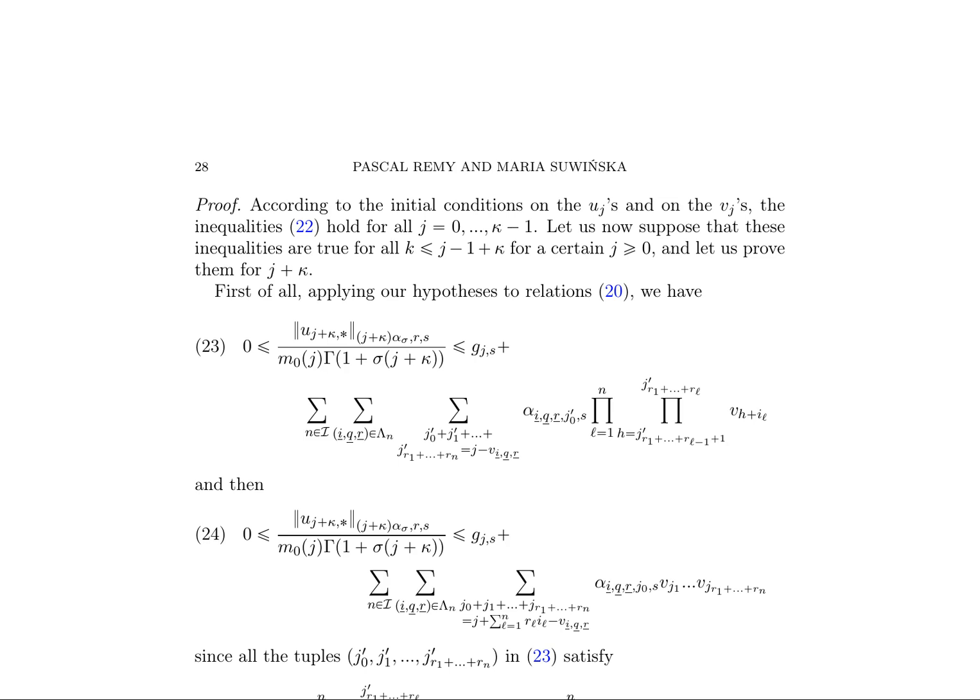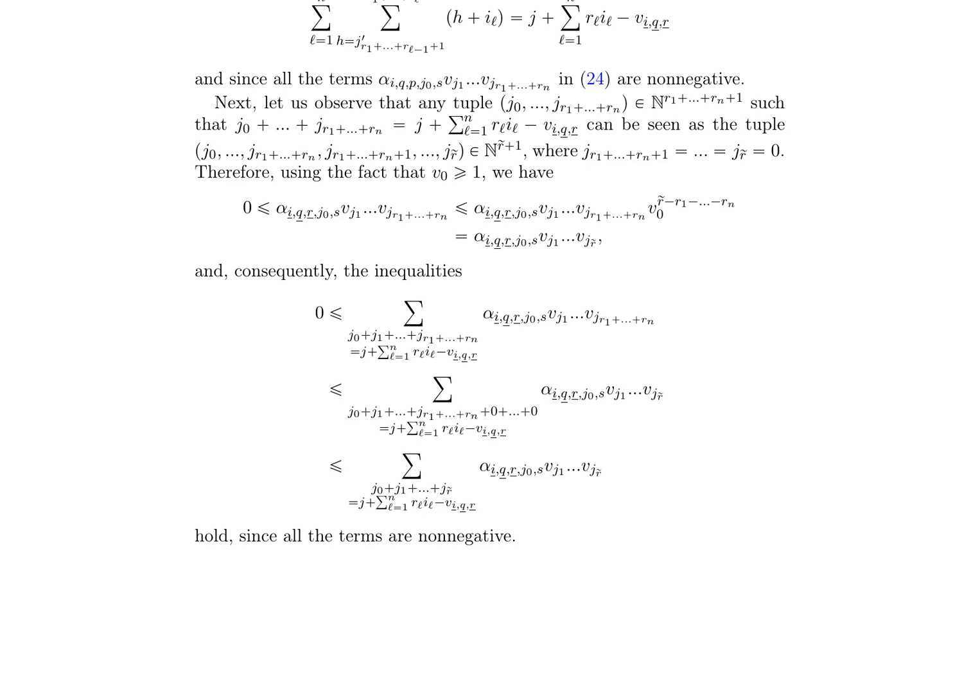By observing that any tuple (j0, j1, ..., Rn) can be seen as a larger tuple (j0, j1, ..., Rn, j_{n+1}, ..., R_{n+1}, ...), where j_{n+1} = R_{n+1} = 0, it is shown that the inequalities 0 is less than or equal to alpha_{i,q,r,j0,s} V_{j1} ... V_{jR1} ... R_n is less than or equal to alpha_{i,q,r,j0,s} V_{j1} ... V_{jR1} ... R_{n+1} hold, using the fact that V0 is greater than or equal to 1.